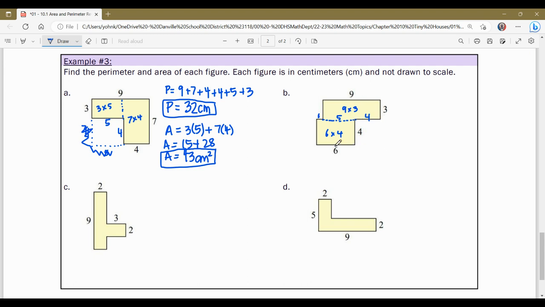All right, so 9, 3, 4, 4, 6. Ooh, I need this side here. Well, that's a 4. I got the 1, and then I need this side. That's a 3. All right, so my perimeter, starting at the top: 9, 3, 4, 4, 6, 4, 1, and 3. Add those all up. That gives you 34. It's perimeter, so just centimeters.